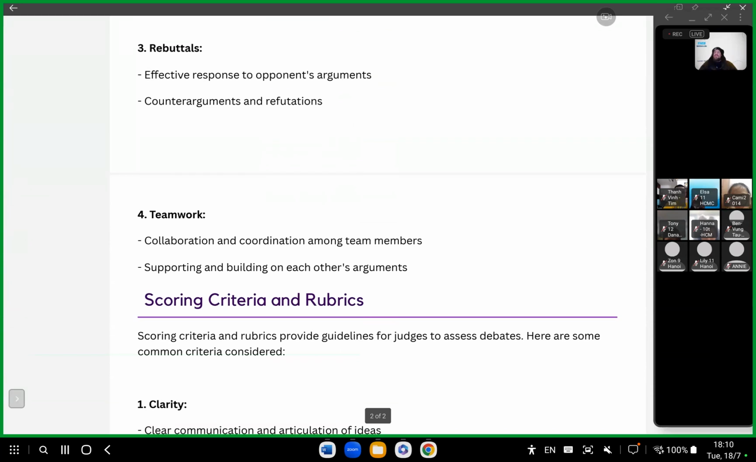Next, the judges will look at rebuttals. So rebuttals are your counter argument. If your opponent says something, what are you going to say to prove their argument wrong? So they look for effective responses to your opponent's arguments, and they also look for counter arguments and refutations. So a counter argument is an argument that you make in return.